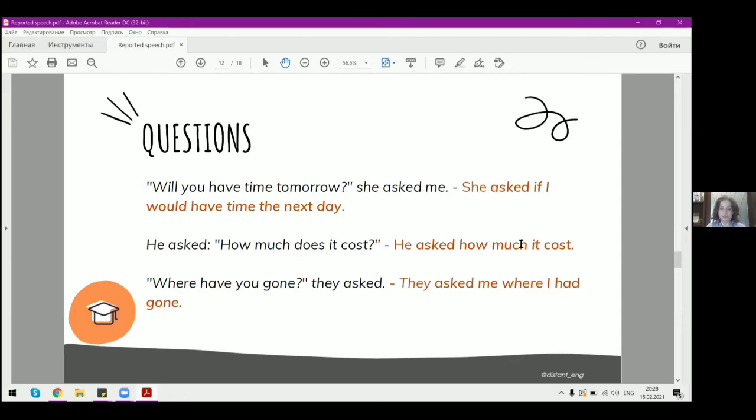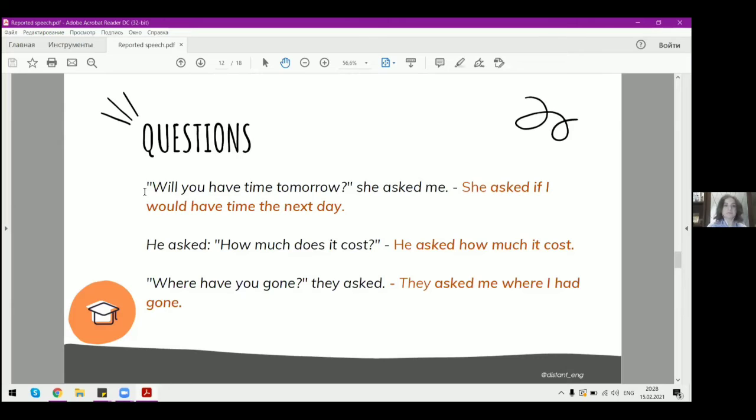Questions. What we need to do is remember the word order. Usually we say, I go to school. I don't go to school, and so on. It is because in the end we have a period, the point. That's why the word order is this way. We should remember it when we are talking about reported speech, because here we have the question.